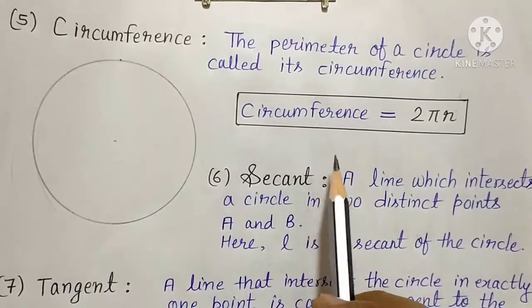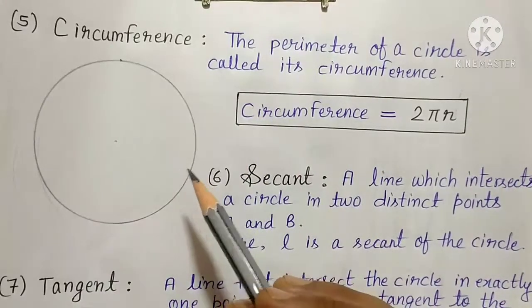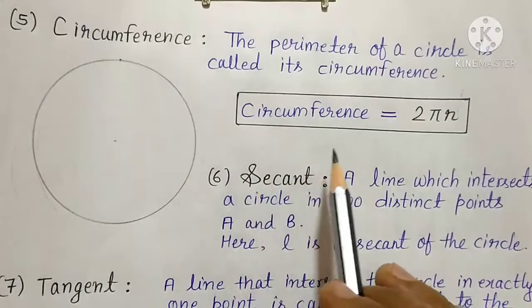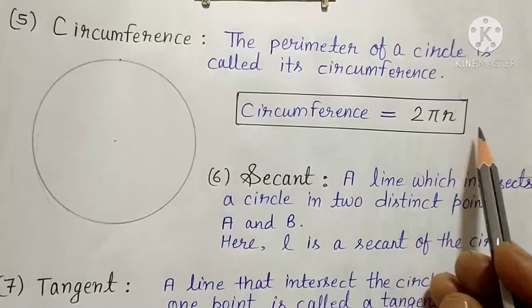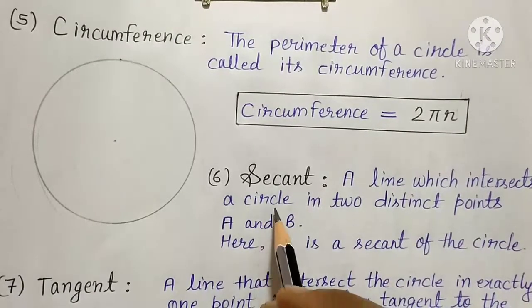So what is the formula for circumference? It is 2 pi r. Later, when I solve questions, I will explain circumference further. Right now you can understand that circumference equals 2 pi r.